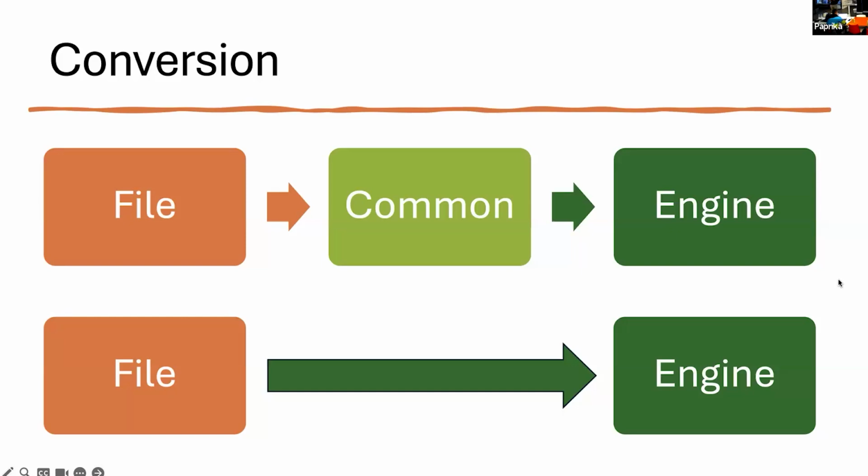This is on the hot path. This is happening for every record. This is happening for every record when you are writing. This is happening for every record when you are reading. The common path is very good if you have multiple file formats, multiple engines, and you don't want to write the encoders, decoders every time.